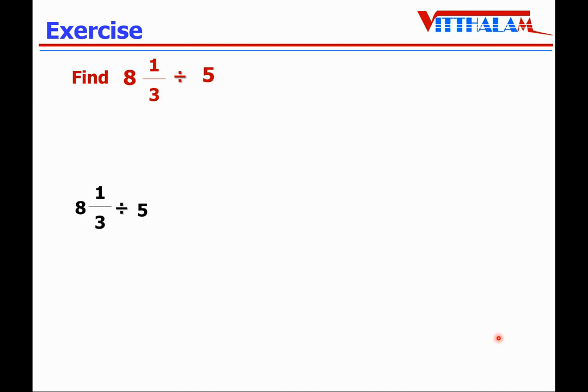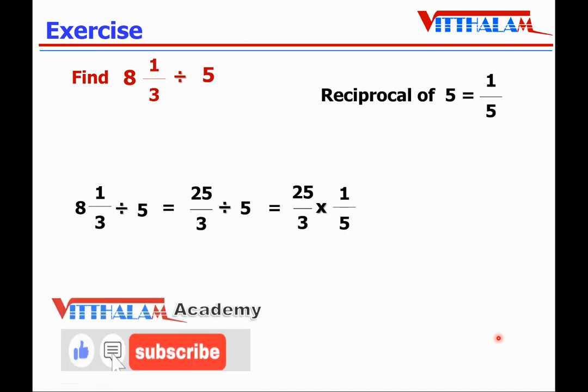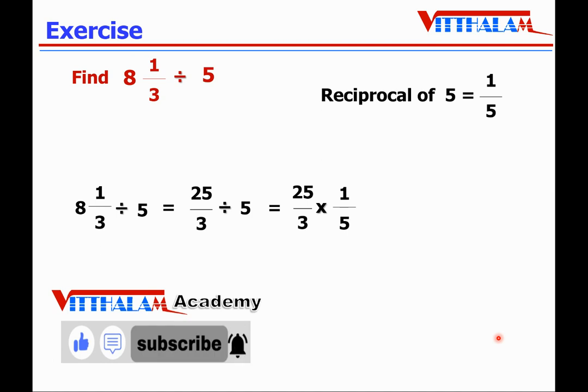Correct? Convert 8 1 by 3 into an improper fraction, that is 25 by 3, divided by 5. Find the reciprocal of 5, that is 1 by 5. Now to do division, what will we do? We'll multiply the dividend by the reciprocal of the divisor. So 25 by 3 into 1 upon 5. So next step, 25 into 1 upon 3 into 5.